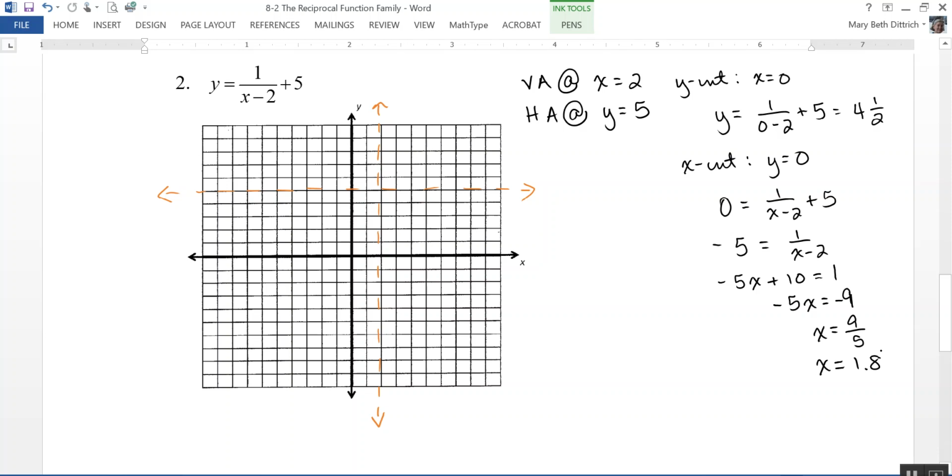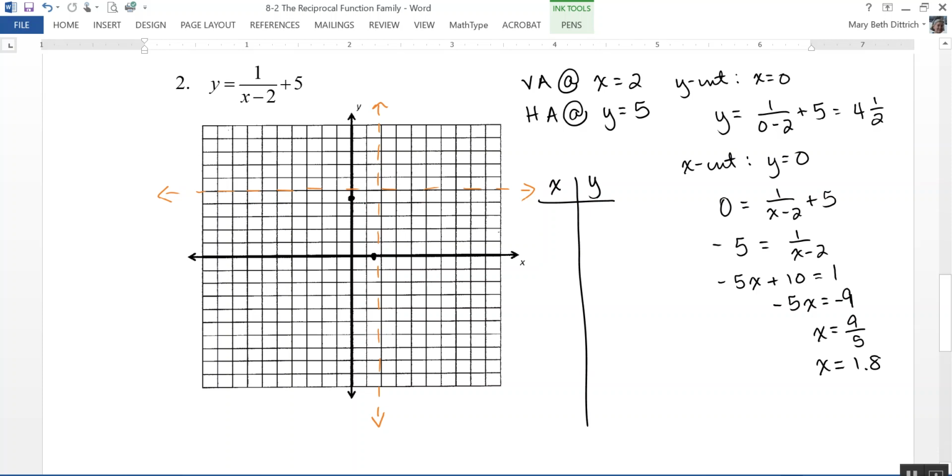So I'm going to go ahead and graph those points. I have a y-intercept of 4.5, and I have an x-intercept of almost 2, so right there. That makes sense because I know part of my graph is going to be in this area. Okay, so I have those there. I'm going to make a table of values and fill in a few values that seem to be missing. I'd like something in here.